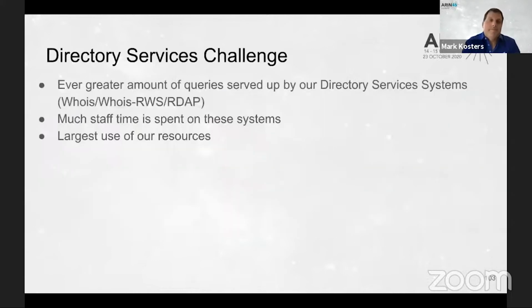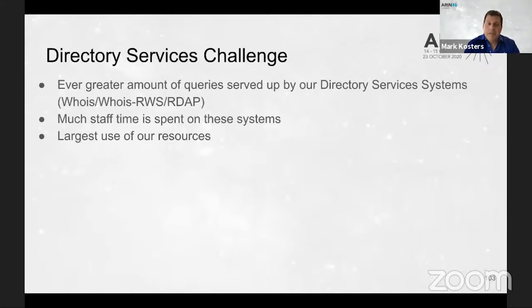Next slide, please. Now what I want to switch to is our directory service systems, which comprise Whois-RWS and RDAP, and to a lesser degree, our Whois. Much of our staff time is actually spent on these systems. We have pretty heavy use on these systems. Occasionally we have alarms going off on these systems from people hammering them quite hard.